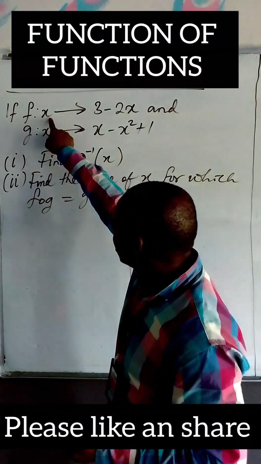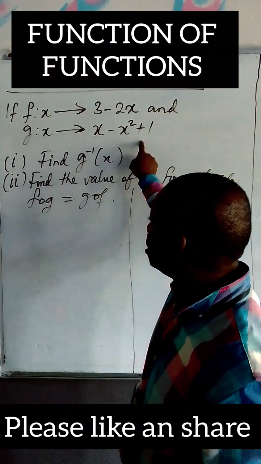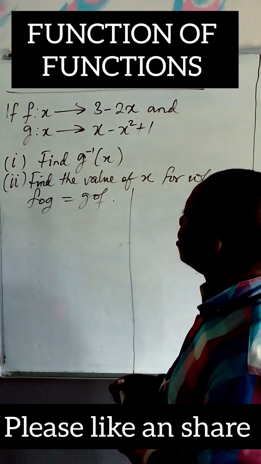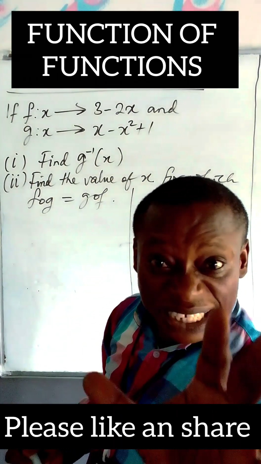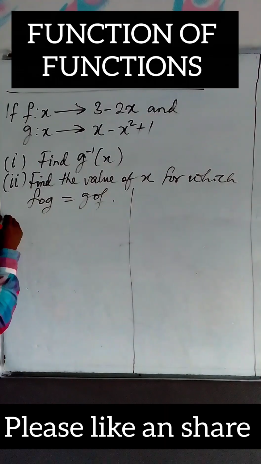A function f of x is mapped as follows, and a function g is mapped as follows. You are asked to find this. Right, let's begin with the first one. The first one has to deal with the inverse of a g function.